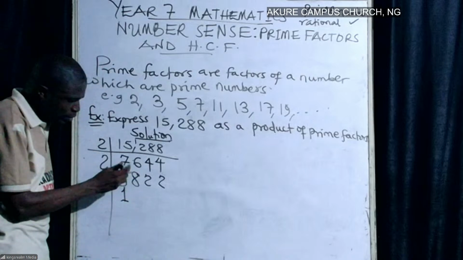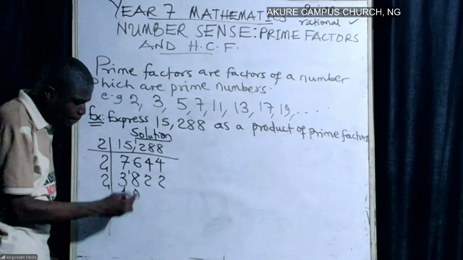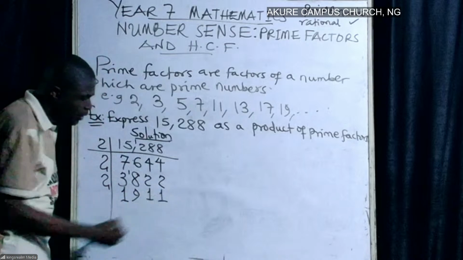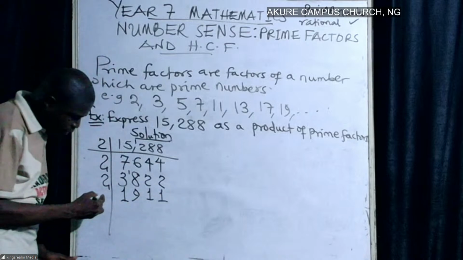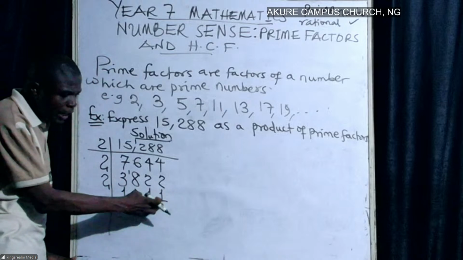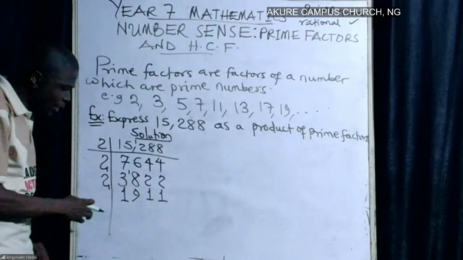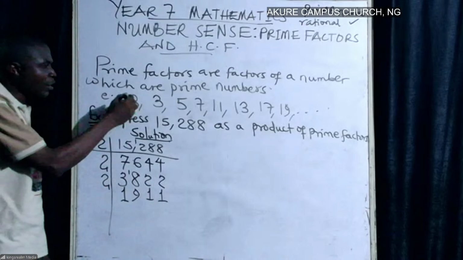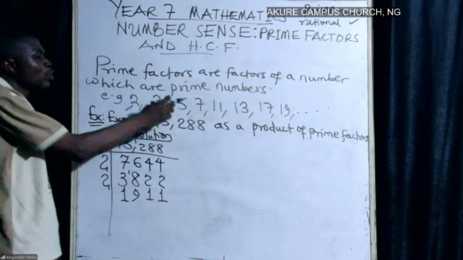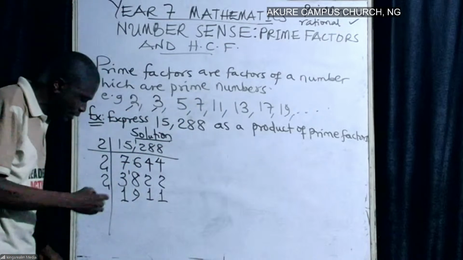Remainder 1. 2 in 18, that will give us 9. 2 in 2, that will give us 1. 2 in 2 again, it will give us 1. So 2 cannot go here again since this ends with an odd number. So you check, if 2 cannot go again, you check for 3. If 3 cannot go, you check for 5 or 7, 11, and like that.